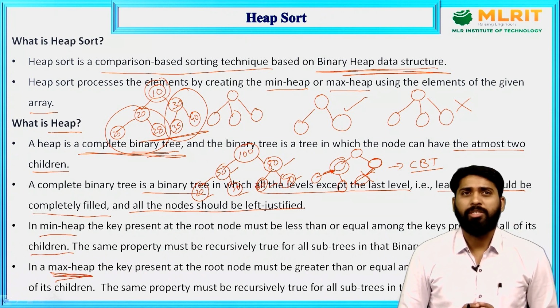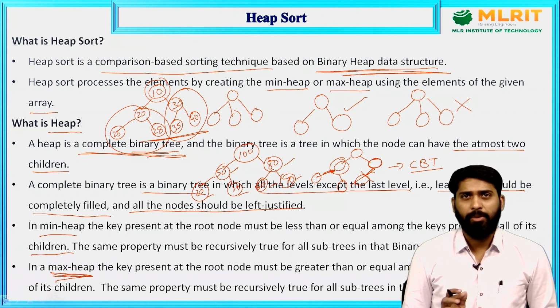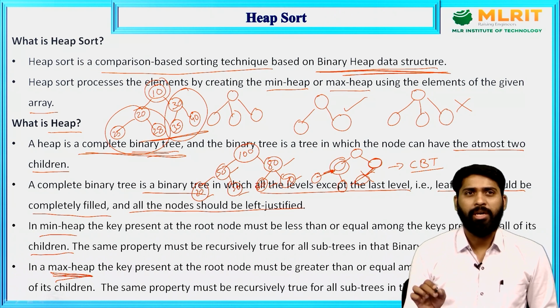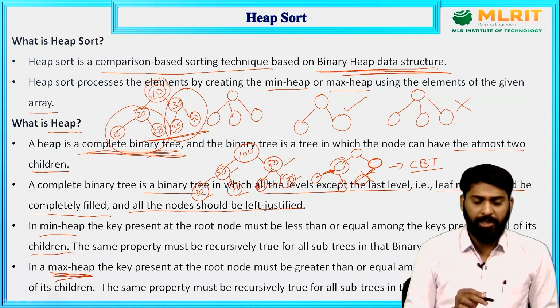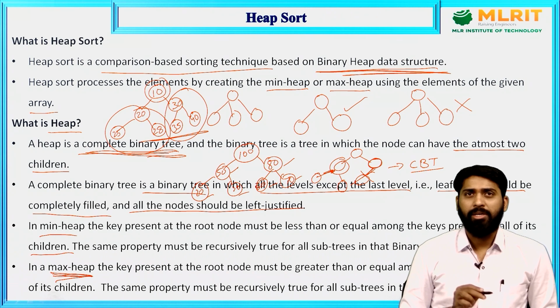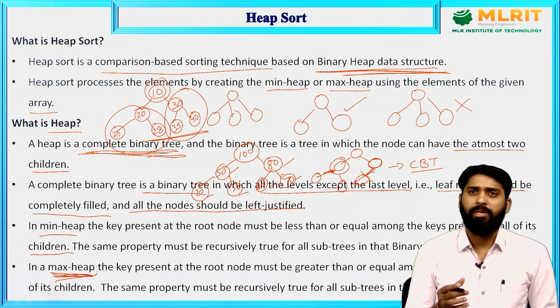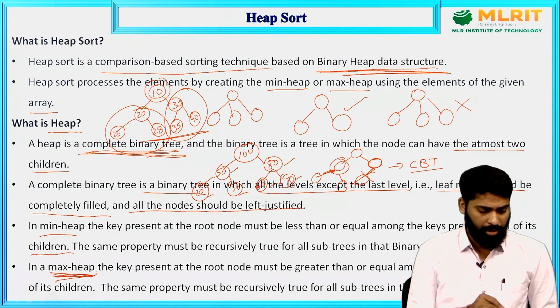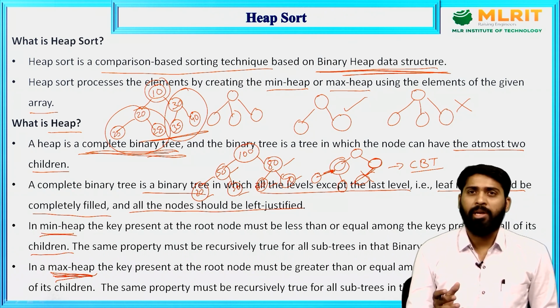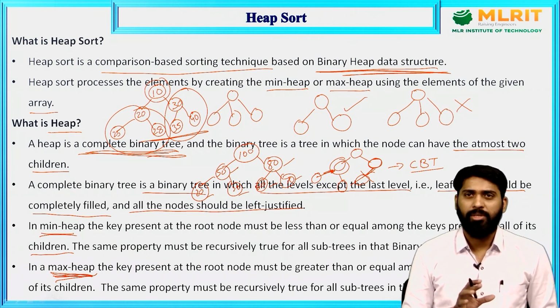Okay. So what is heap sort? Heap sort is a comparison based sorting technique based on the binary heap data structure. What is a heap? A heap is a complete binary tree. What is a max heap? In a max heap, the maximum element acts as the root. What is a min heap? The minimum element acts as the root. Remember these points to learn the heap sort algorithm.